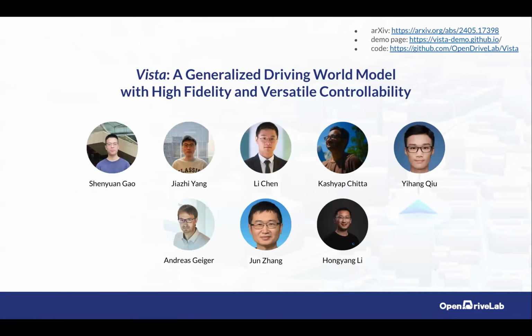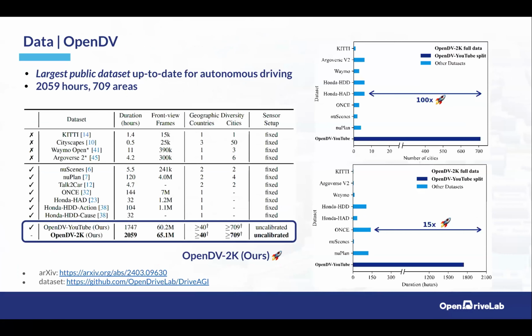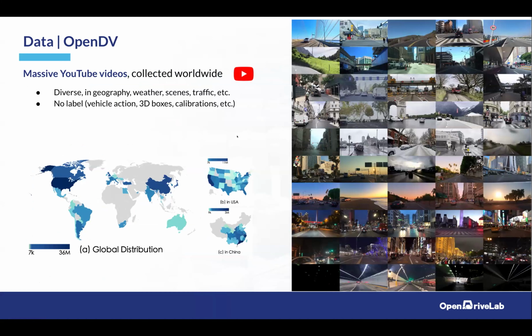Yeah, actually, the full data set has multiple parts, so it also includes some public data sets, but the main part, the YouTube part, has 1,700 hours of data. So the main part is from YouTube, but it has no labels, and we can get some additional parts from existing data sets. These are all driving data sets, and this is the largest data set we can get, we believe.